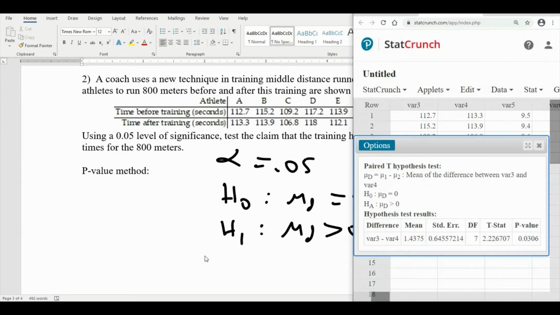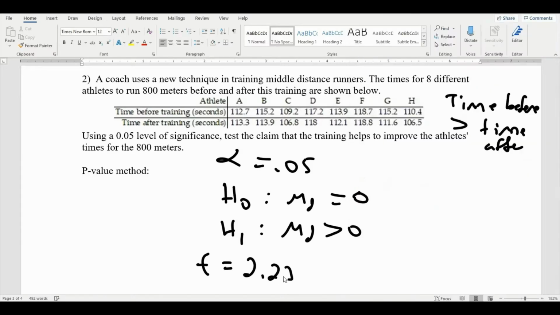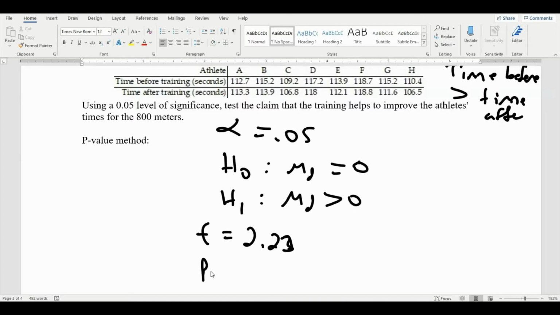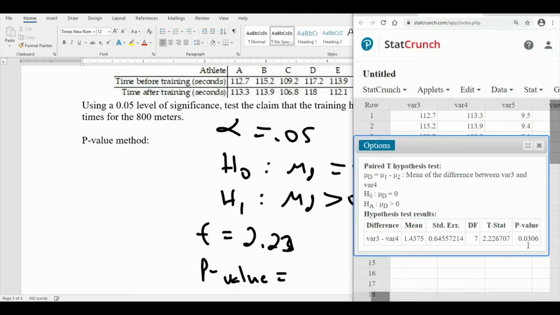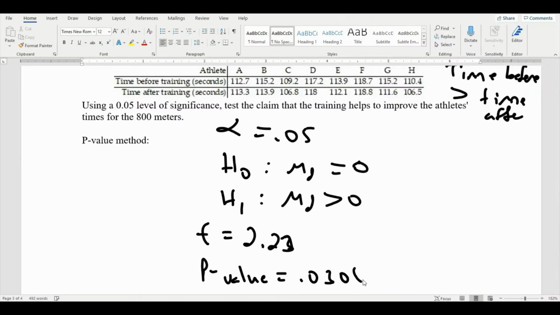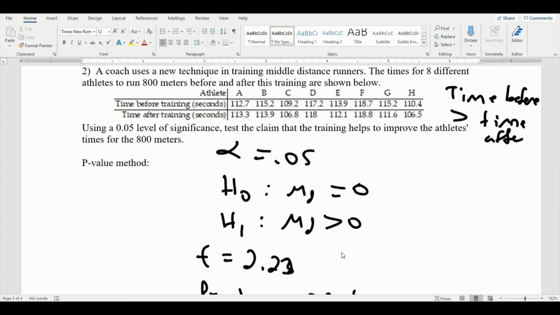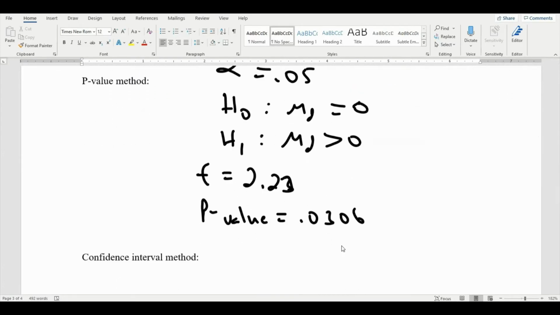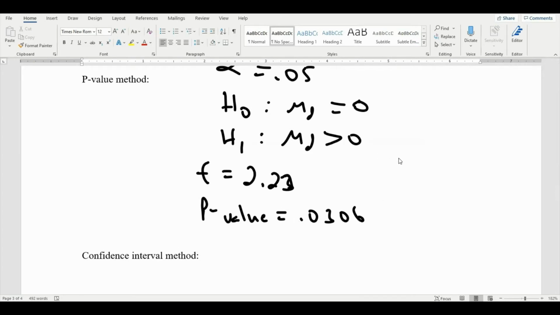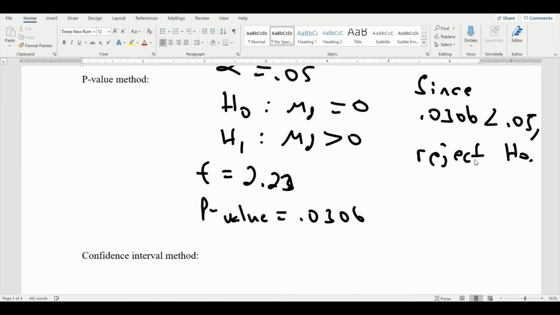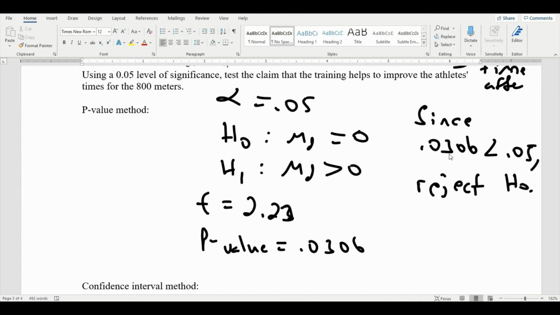And so once again, if you need to see the T statistic, that was given to be 2.23, because that may be a question in your homework. And then the P value is given to be 0.0306. So I'm just going to come over here and write it down. Our alpha is 0.05. So since 0.0306 is less than 0.05, we reject H0. And what that means is that training works.